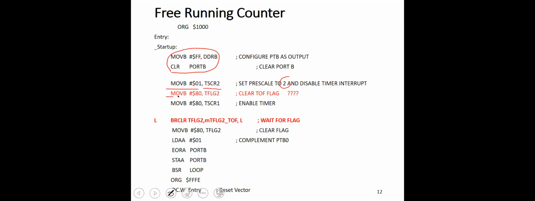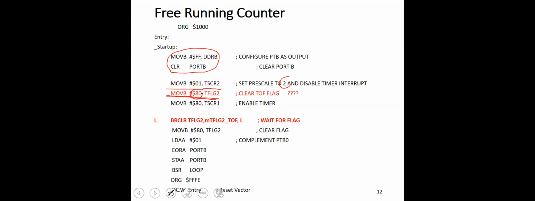Then we cleared the flag before we enabled the timer. Why did we clear the flag? Because I believe, if I remember, the value of this flag bit is not specified on reset. So when the microcontroller is powered up or reset, this flag is don't care. It could be 0 or 1. So to make sure of the value of this flag, we cleared the flag by writing this value.